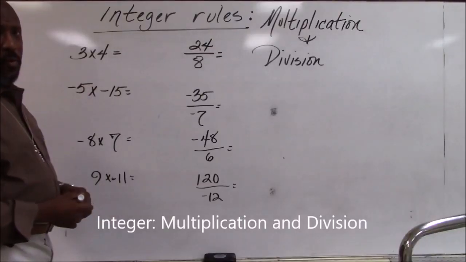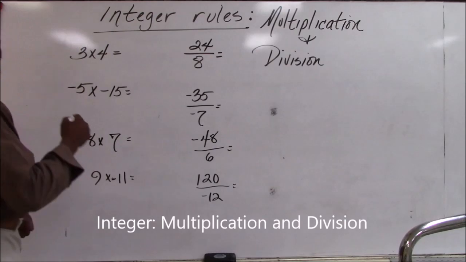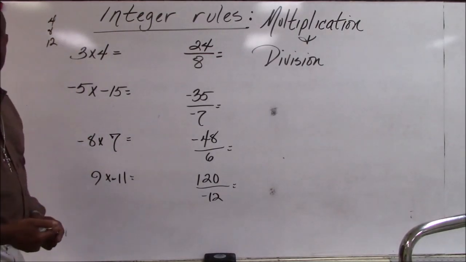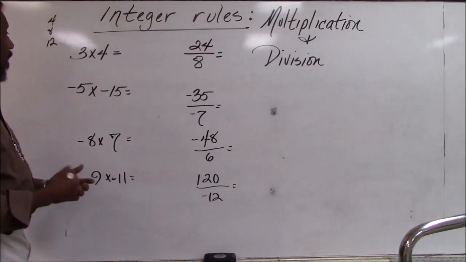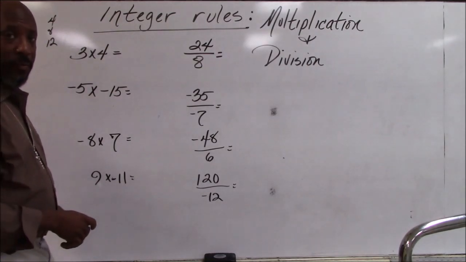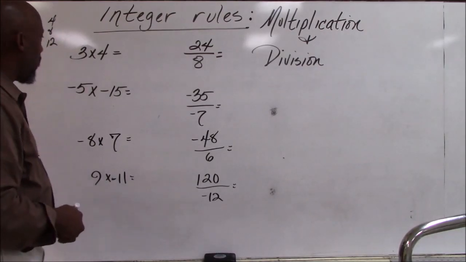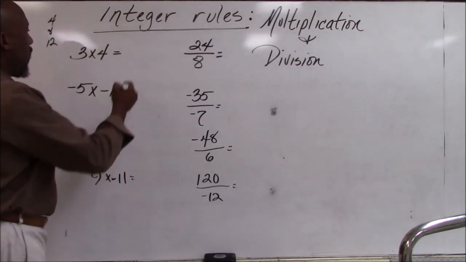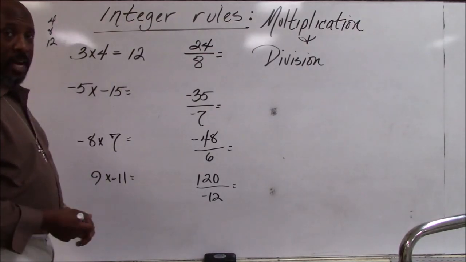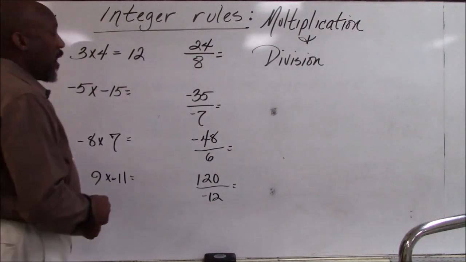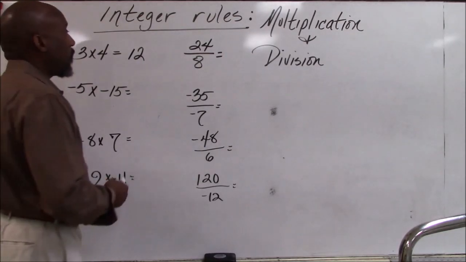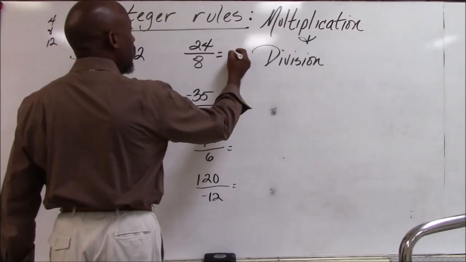3 times 4, we can skip count. 4, 8, 12. And you're welcome to skip count. I probably won't skip count any of these other examples. We'll just use our math knowledge, but feel free to skip count in your paper if you need to. 3 times 4 equals 12. 24 divided by 8, well, I know 8 times 3 is 24, and I can prove it by going 8, 16, 24, so my answer is 3.